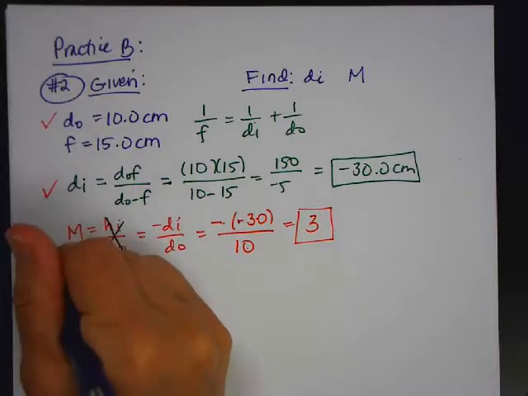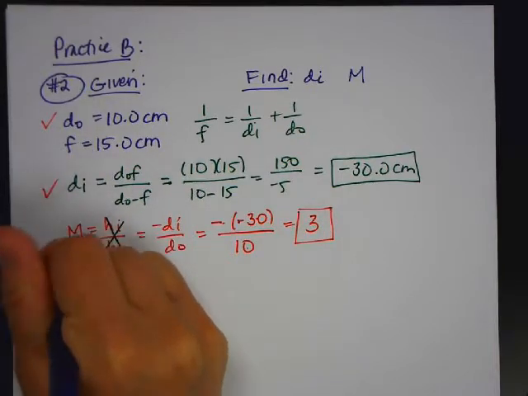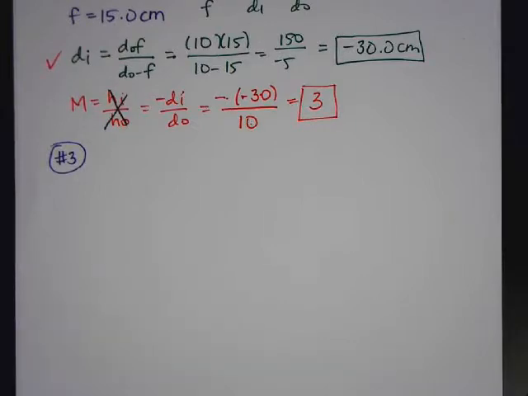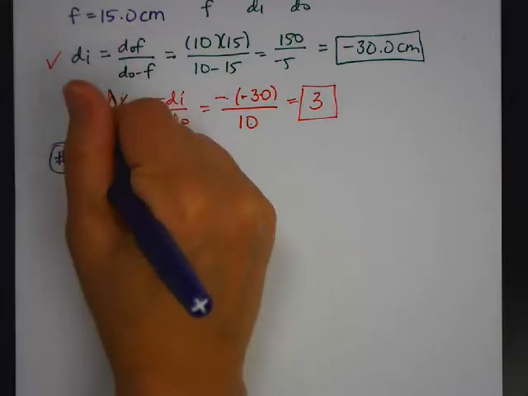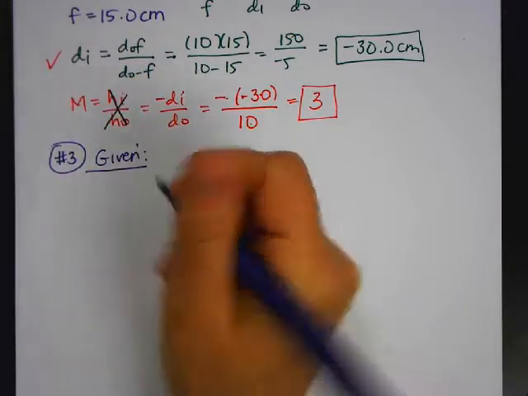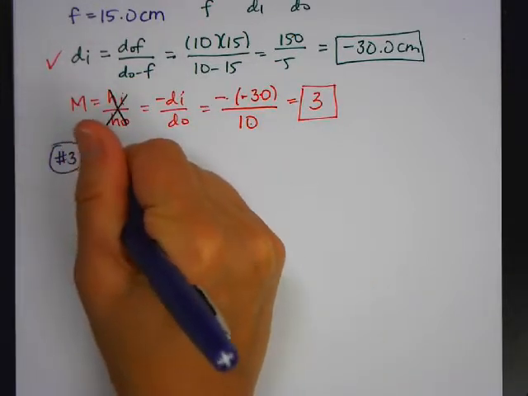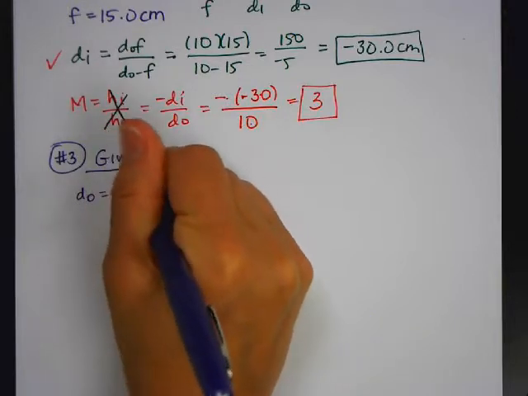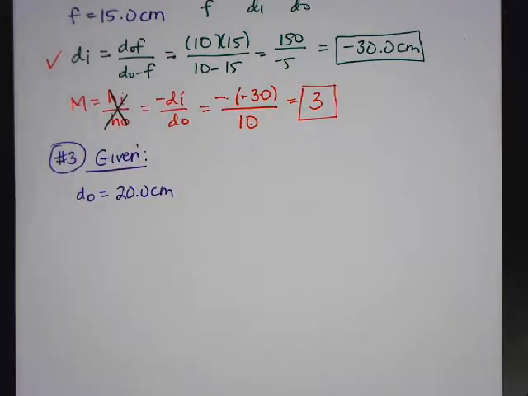Let's do number 3 since it's going to be a little bit different. Number 3 is a different type of lens, and that's why I want to do this. It says an object is placed 20 centimeters. So I'm going to write my given. Where the object is placed, that's the distance of the object, so that's going to be 20 centimeters in front of a diverging lens.